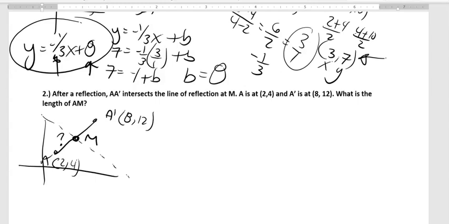Any ideas on how we could find that? Someone other than the two people who have answered every question so far? There we go. What do we do? Distance formula for what? From where to where? From the 2 points. A to A prime. So from 2, 4 to 8, 12. Let's find out what that is.